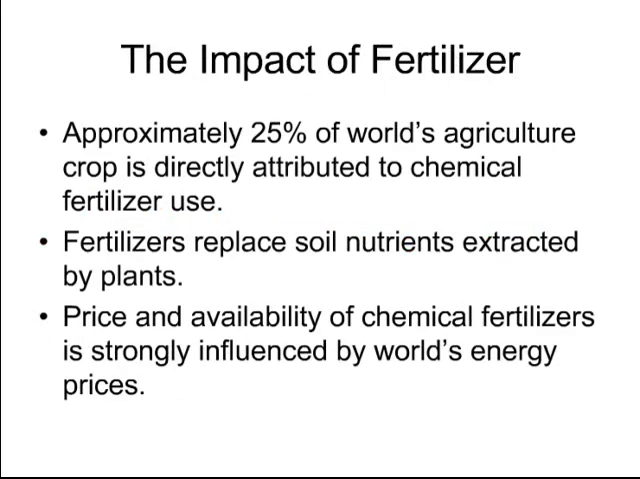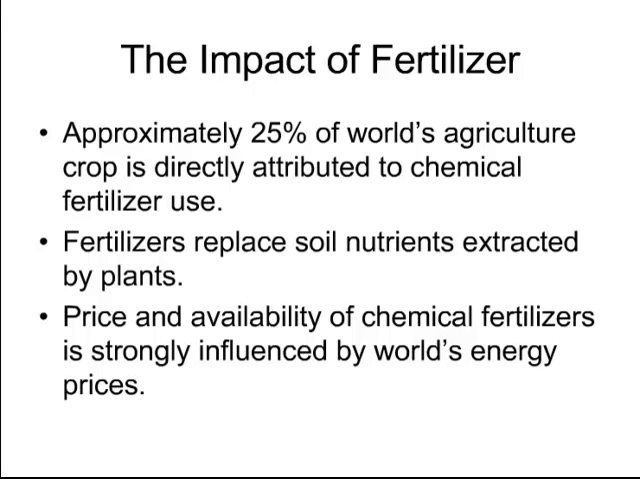Now, the use of fertilizers has dramatically increased the amount of crop that we get per acre of land. And it's estimated that about 25% of the world's crop is actually directly attributed to the use of chemical fertilizer. So that is, if we stopped using chemical fertilizers, about 25% of our food would just disappear. So chemical fertilizers are vital for modern agriculture. We have to use them to replace the nutrients that the crops are taking out of the soil.